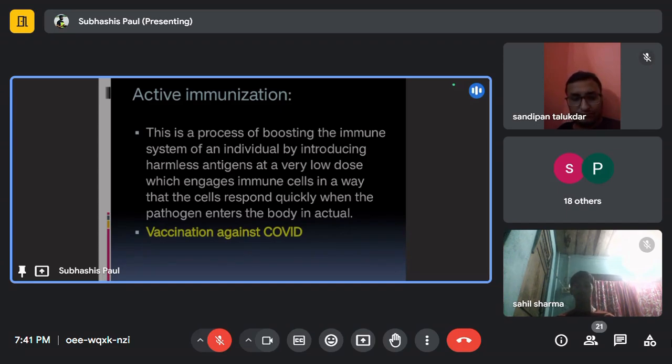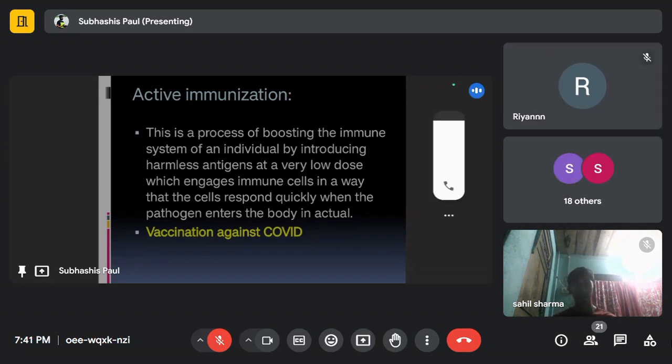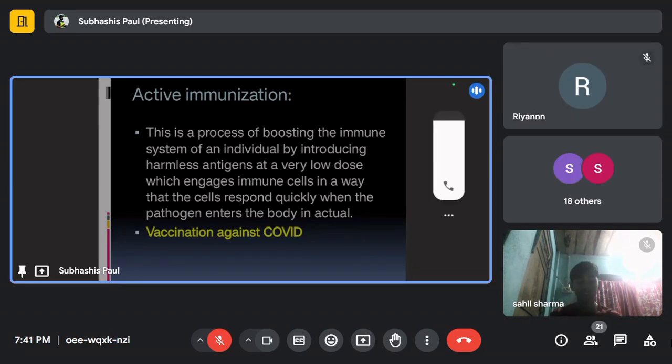You have heard that doctors were more prone to COVID, or doctors were dying, or the people who were associated with the health services were dying more compared to the normal people during the COVID. Have you heard that, students? Yes, sir. Yeah. So, do you have any idea why this happened?